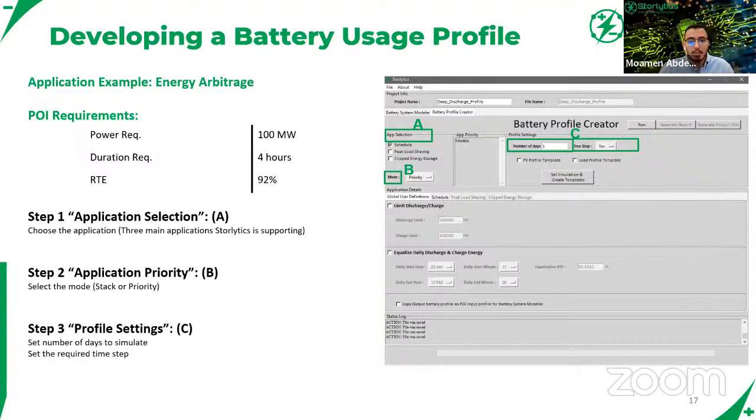The third step is the profile settings. You have to tell the software the number of days and the time step. You can output the battery usage profile for up to 1 year, and the time step goes down to 15 seconds.